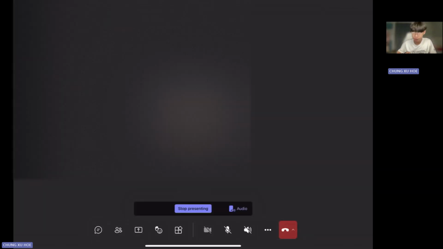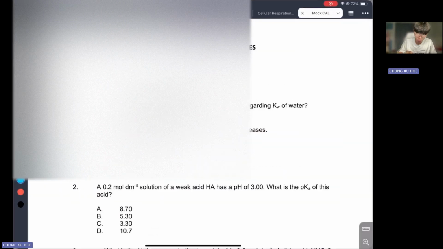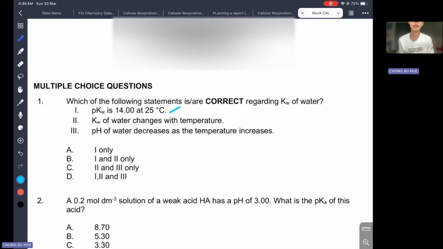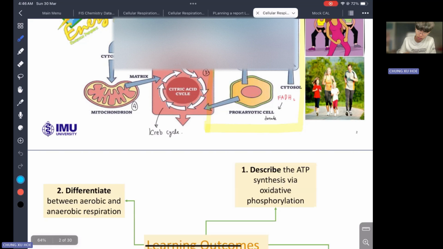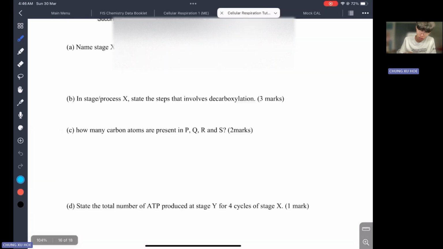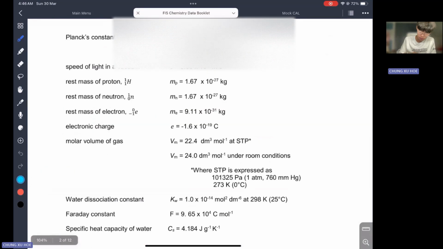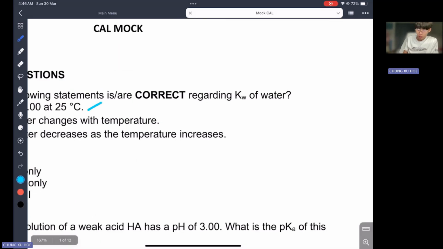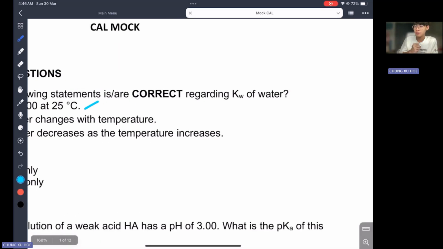Okay, so shall we start? Let's go. The first question. Which of the following statements are correct regarding Kw of water? First of all, let me close all this stuff first. First of all, what's Kw of water? Kw of water means auto ionization of water, which means H2O becomes H plus and OH minus. That actually means H2O undergoes auto ionization to become H plus and OH minus.